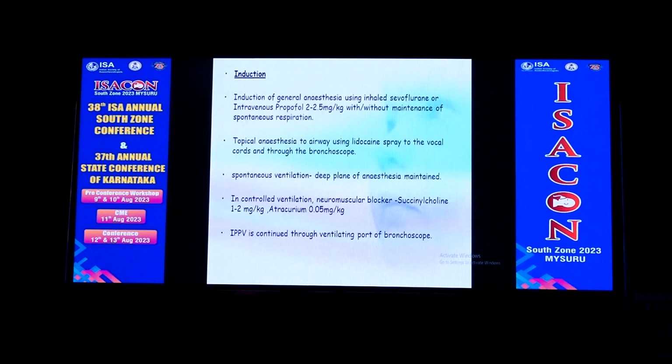Now, the choice of anesthesia depends on the site of lodgement of the foreign body and presence or absence of the IV line. If an IV line is present, then we go for intravenous induction with propofol, 2 to 2.5 milligrams per kg body weight. Otherwise, inhalational induction with sevoflurane is continued. A topical anesthesia with lidocaine spray is done both to the vocal cords and to the trachea. This will prevent coughing on the scope and maintain airway reflexes.